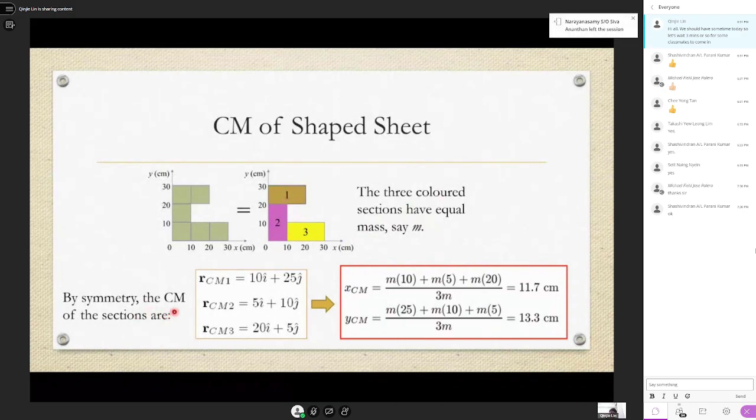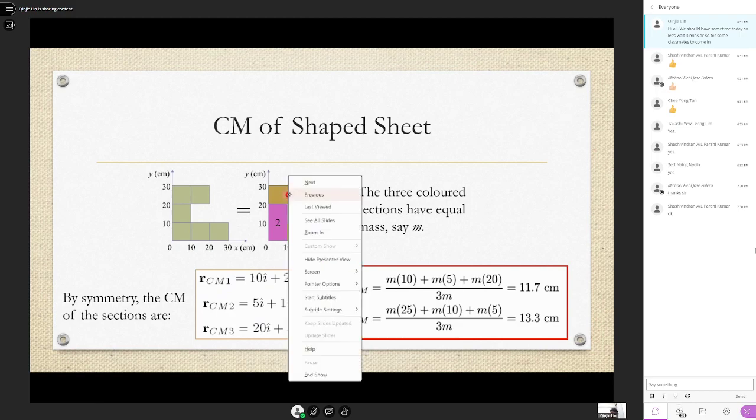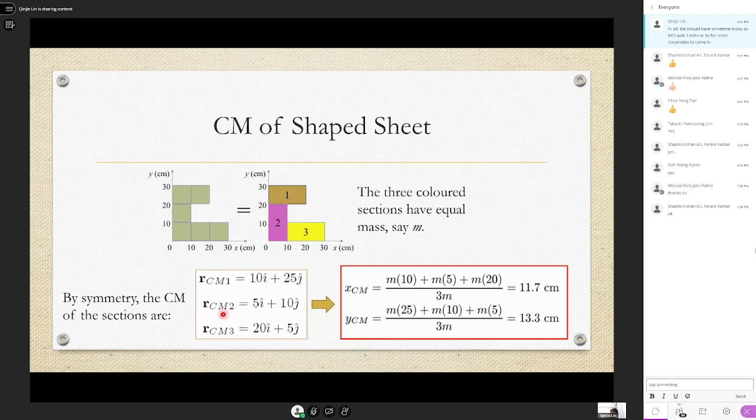By symmetry, the CM of the sections will be here. The CM for block 1 will be at 10I plus 25J. 10I is here, 25J is also here. Then the CM of 2 will be somewhere here, at 5I plus 10J. And for 3, same thing, just in the middle, it will be at 20I plus 5J.